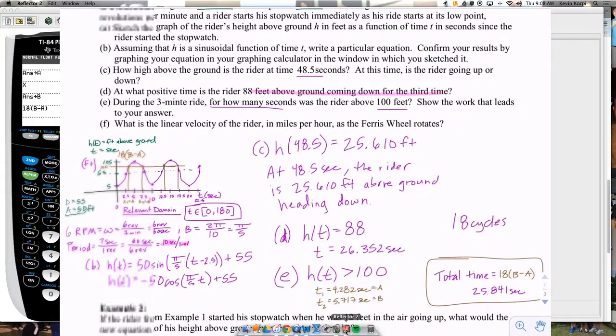Okay, so an equivalent question like that could be asked for any height, right? The 100 was just kind of an arbitrary number. For how many seconds was he below a certain number? For how many seconds was he above a certain number? It's the same idea, okay? You could figure it out in one cycle, find the points of intersection, subtract, and then multiply it by how many cycles you have. Very important idea.